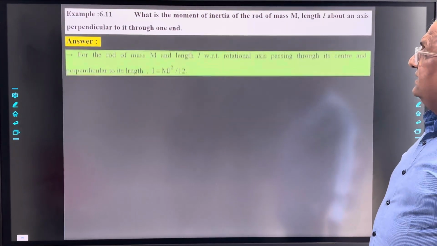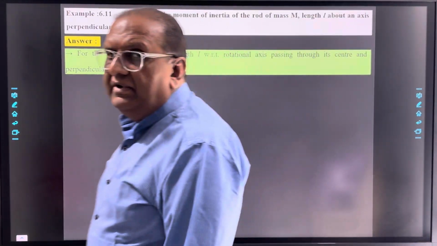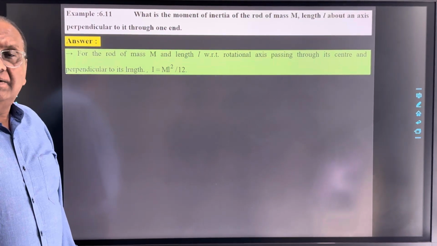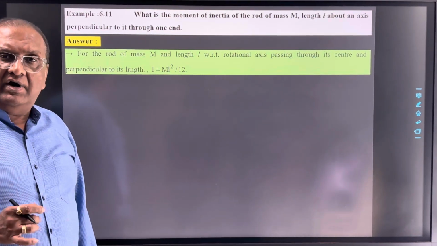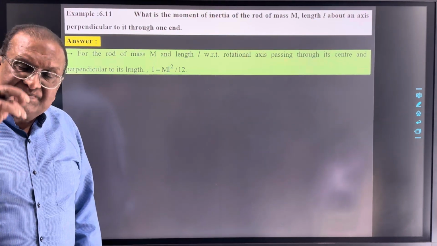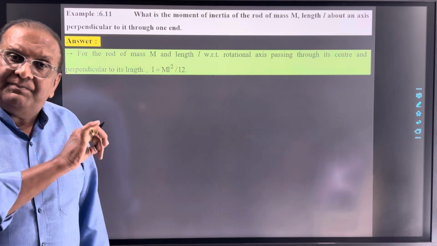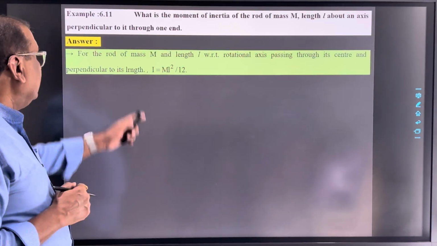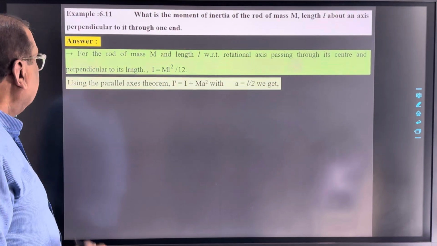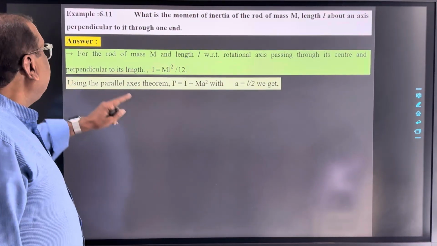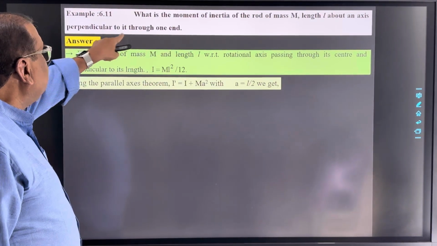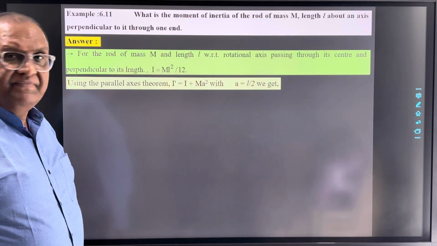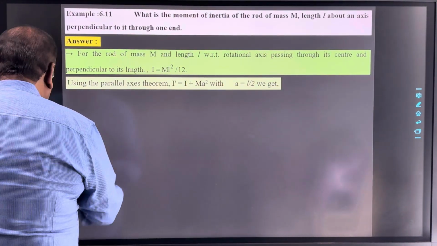See how? Suppose here we have a rod of mass M and length L, and we consider the moment of inertia of the rod with respect to the rotational axis passing through its center and perpendicular to the length. Then we already discussed in the table, it is ML square by 12. So here when we think about the rotational axis which is perpendicular to the length of the rod and passing through one end, it implies that, see, the thing is like this.